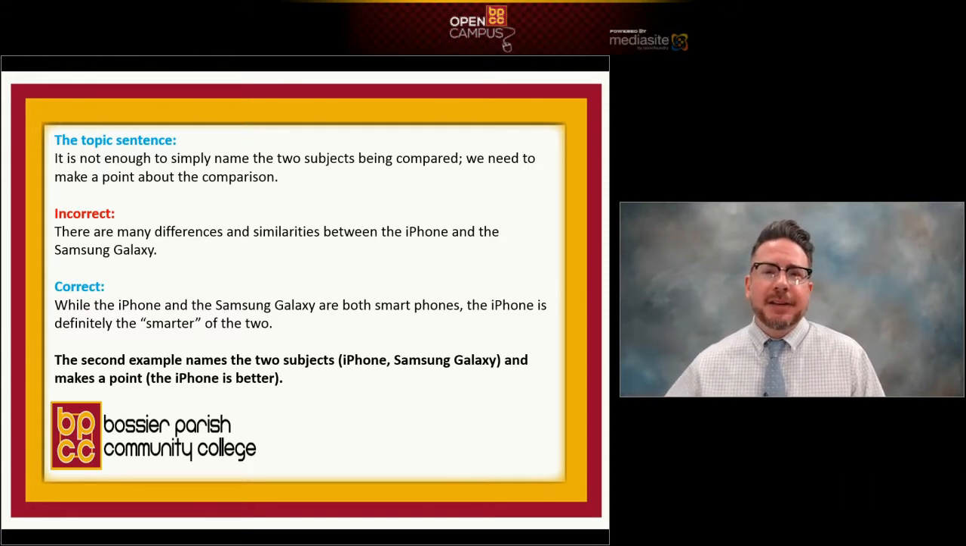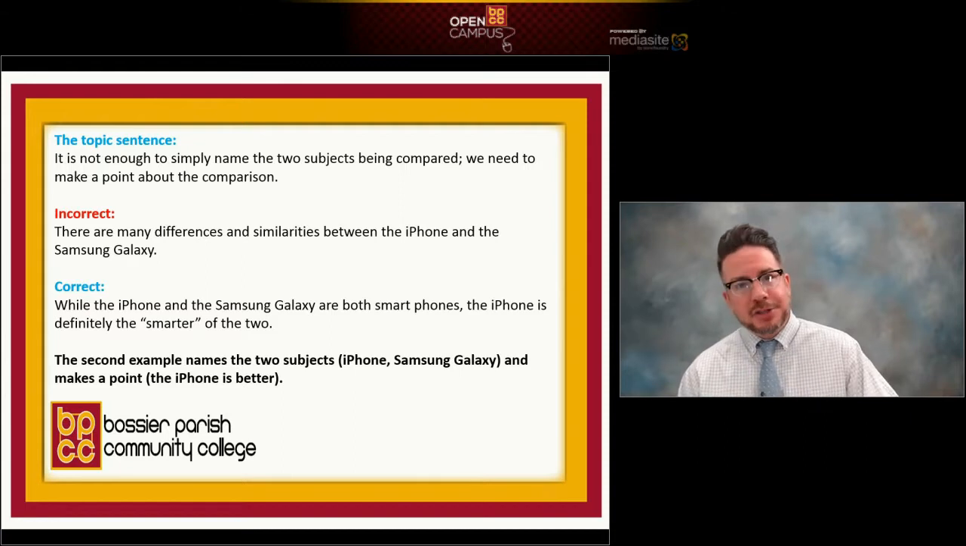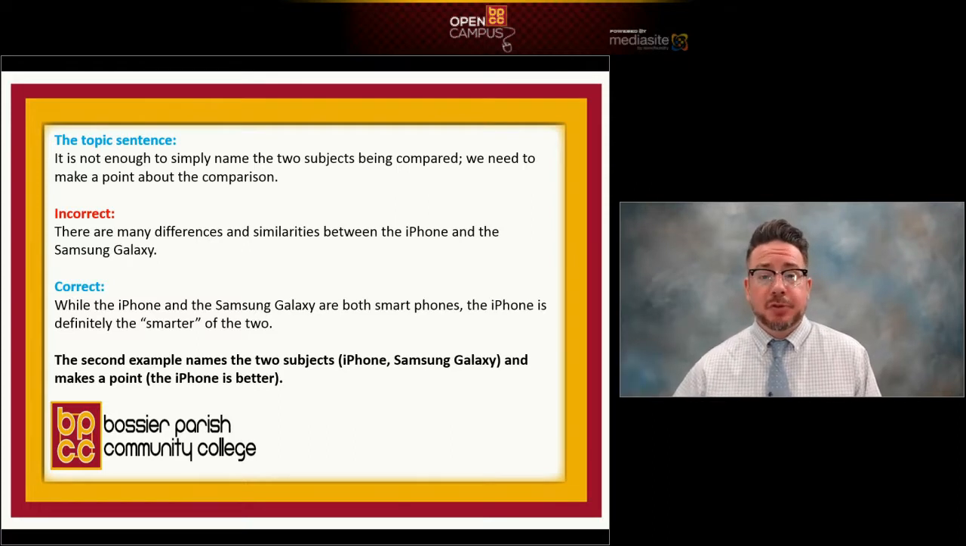But what's the idea that we're trying to convey about the iPhone and the Samsung Galaxy? Well, that there are many differences and similarities. Well, that's too general. It's too general of an observation. Remember what we've been saying about general statements throughout this whole course. They're boring, they're not interesting, they don't tell you anything. We always need specifics. Remember, specific writing is interesting writing.